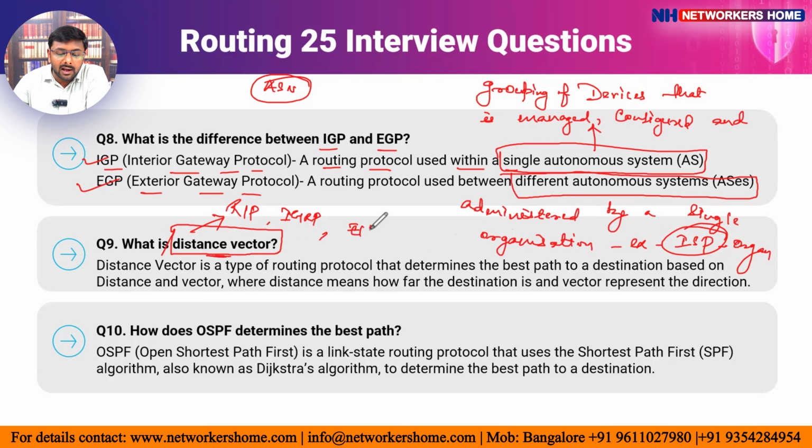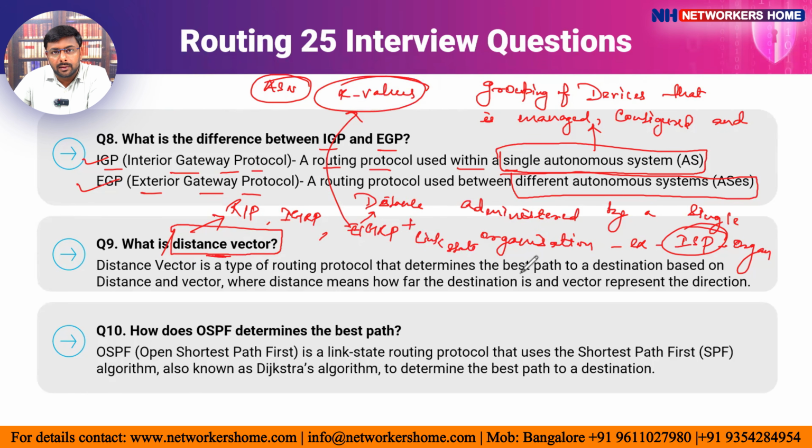Even EIGRP. See, EIGRP uses two things: distance vector plus link state. And apart from that, it has certain K values to determine the best path. So it is called a hybrid protocol. This EIGRP is not a completely distance vector protocol. It is a hybrid protocol. And it is an enhanced version of what? It is an enhanced version of the Interior Gateway Routing Protocol.